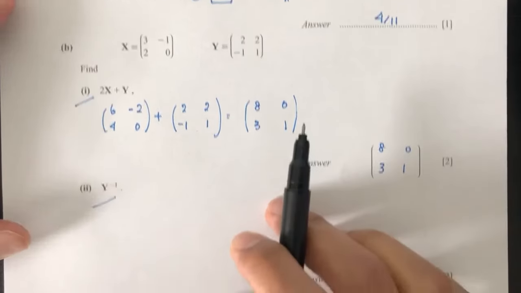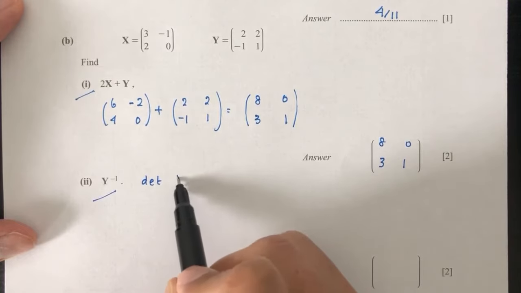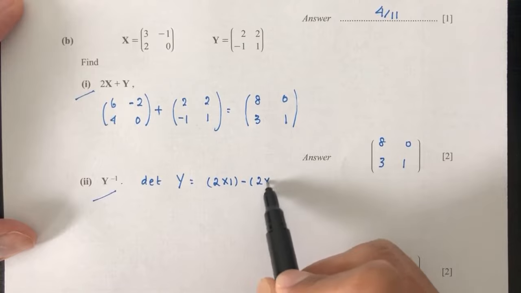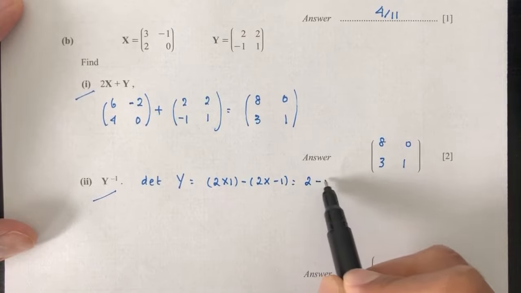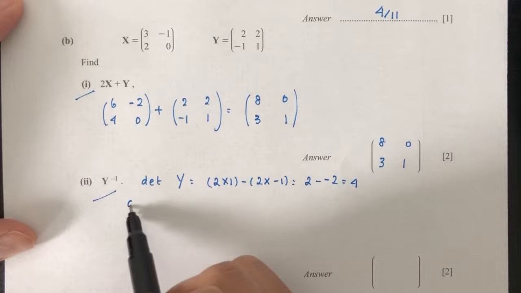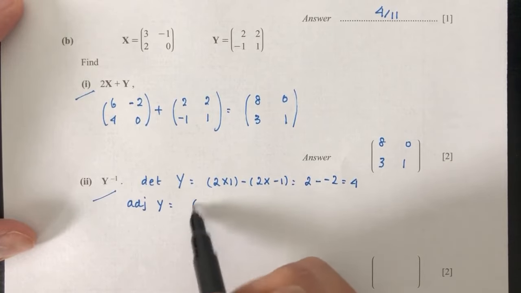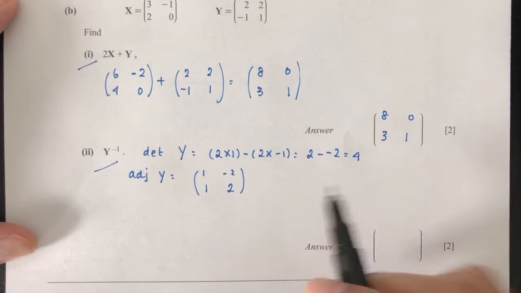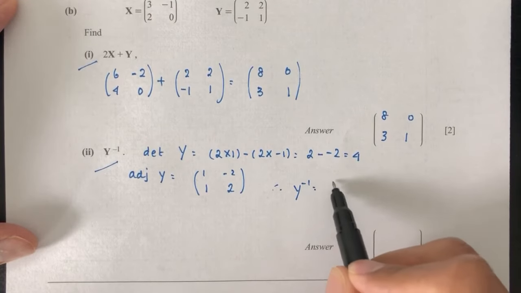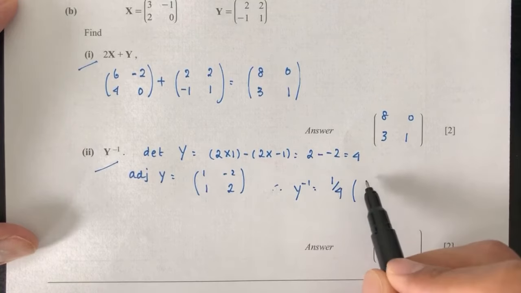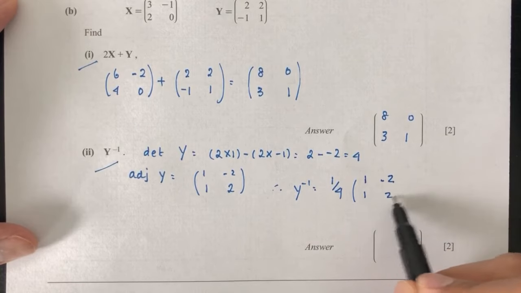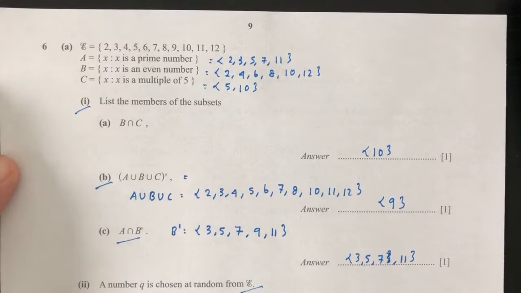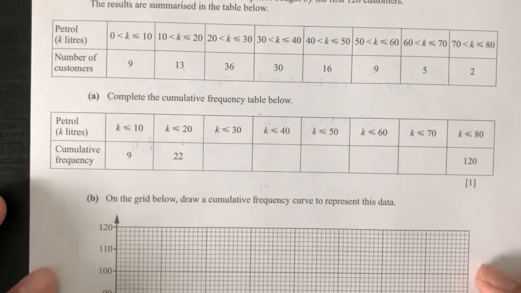Part 2, find y inverse. So first we have to find the determinant of y. Cross multiply, minus, you will have 2 minus minus 2, which is 4. Now the adjoint set of y will be 1, 2, 1, minus 2. So inverse y will be 1 over 4 times this, which is 1, 1, minus 2, 2. That will be your answer for this. And this is question number 6. Section B, moving on to question number 7.